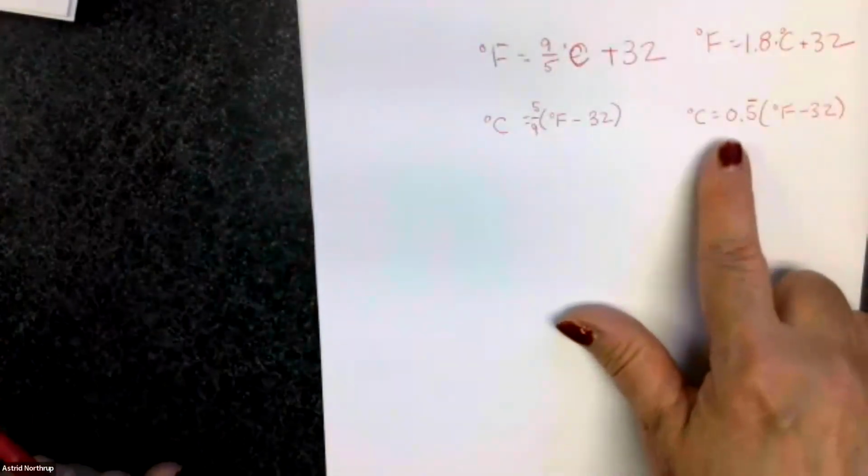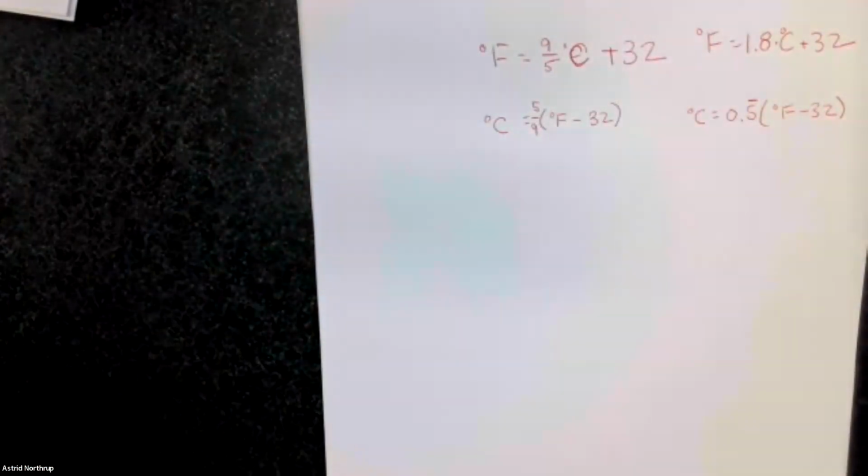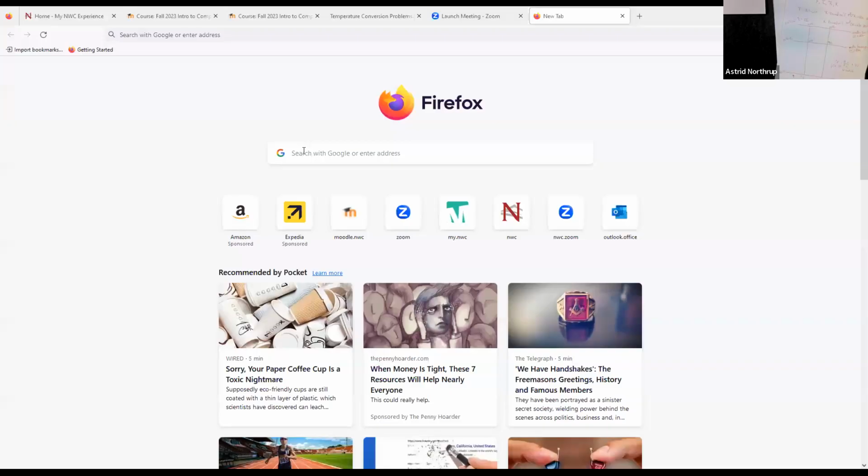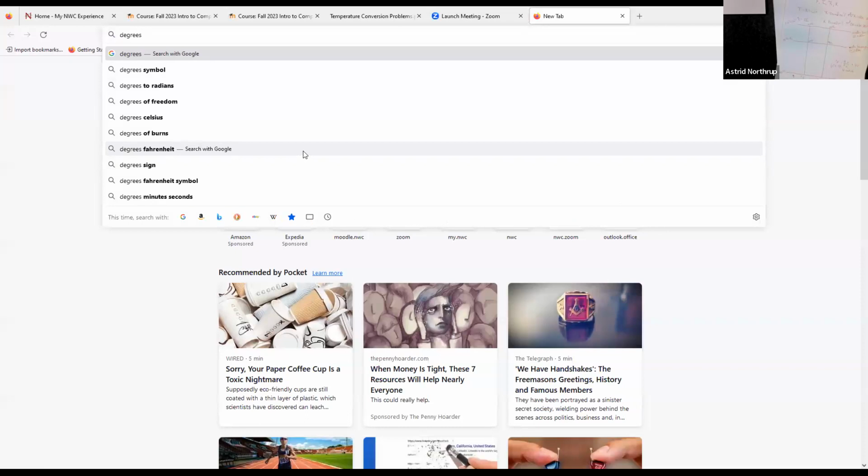Okay, so then since centigrade and Fahrenheit are based on the same scale, our kelvins and Rankines are based on that same scale. The only thing we need to know is where our zeros are. So let me share my screen. And you are always welcome, unless I tell you differently, to look up conversion factors. But degrees Celsius to kelvins, let's do that.